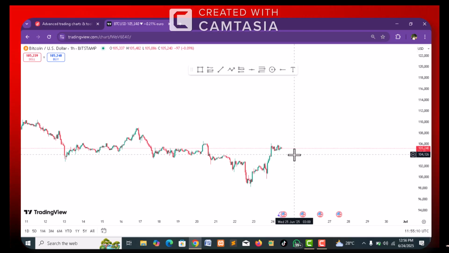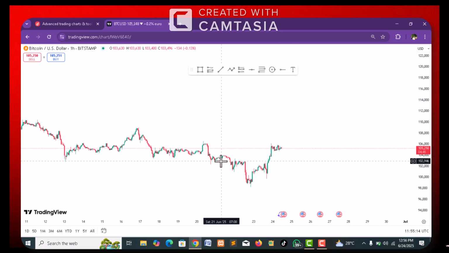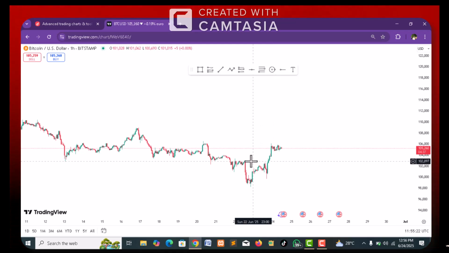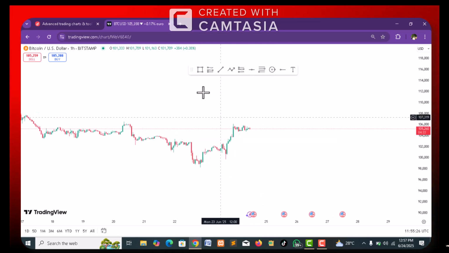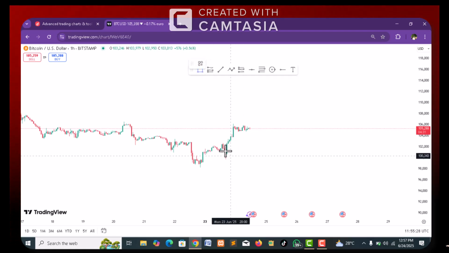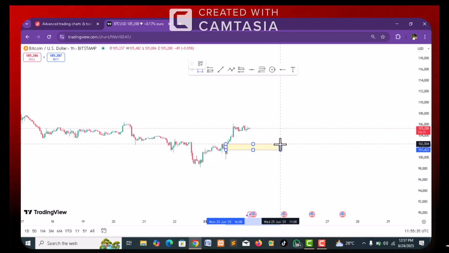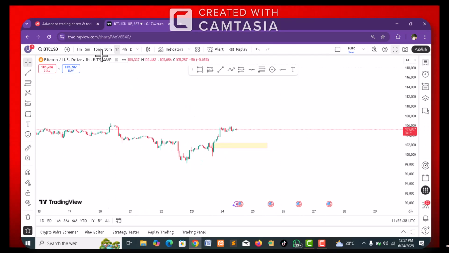As you can see, we are already in the 1 hour time frame. The market is going up, so we will look for an opportunity to buy. Based on what I can see here, there is an opportunity for us to buy. There is confluence here: we have a fair value gap and an order block located in this area here, right?